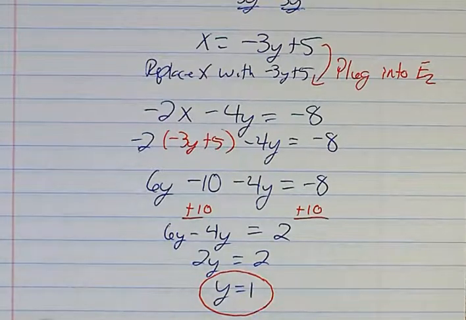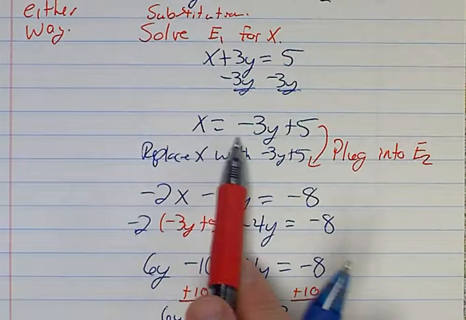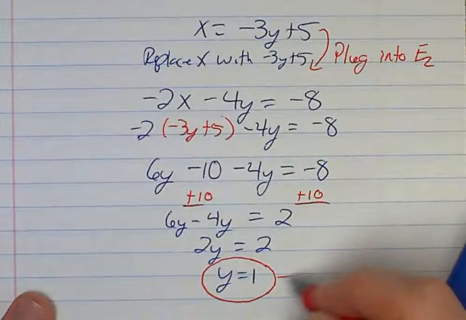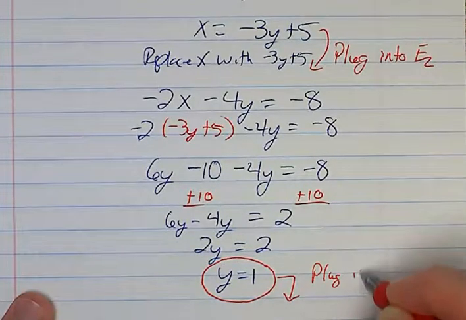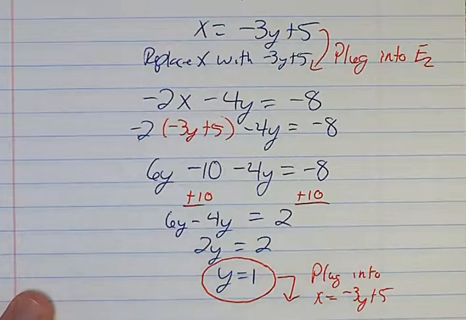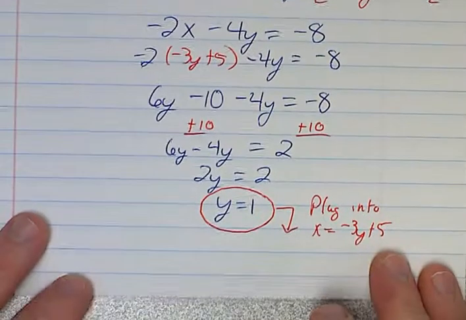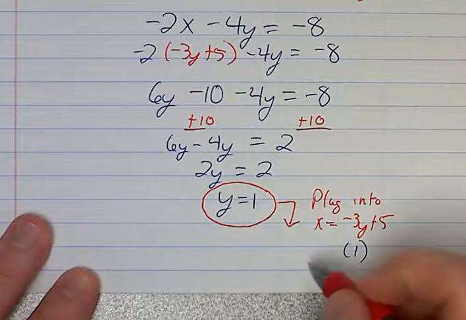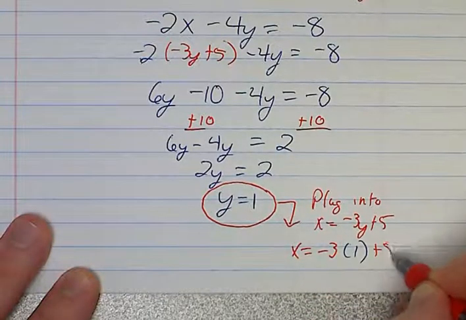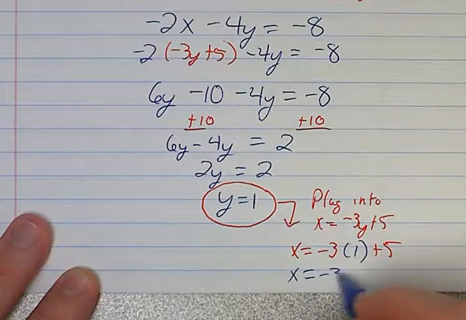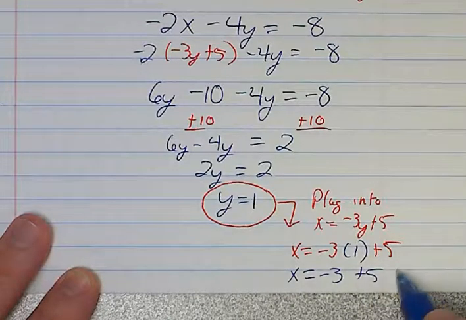Okay, now back to the same thing. You've got to take this 1 and plug it back in. And where you have the x by itself right here, that's going to be the easiest thing to do, because that's what we were saying would be the best way to go. So we're going to plug that into x equals negative 3y plus 5. Taking out the y, putting 1 in its place. Negative 3 times 1 is negative 3. And negative 3 plus 5 is 2.